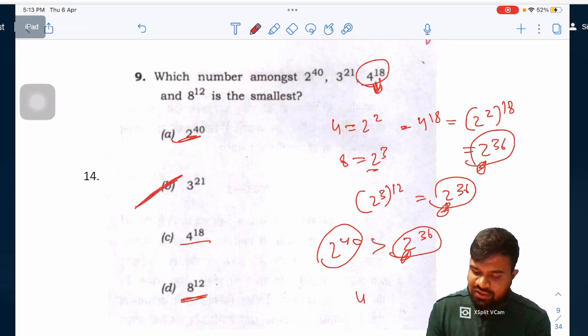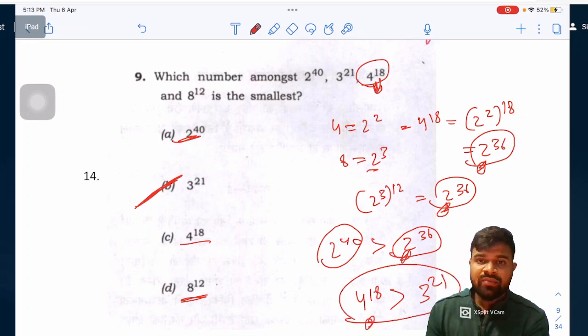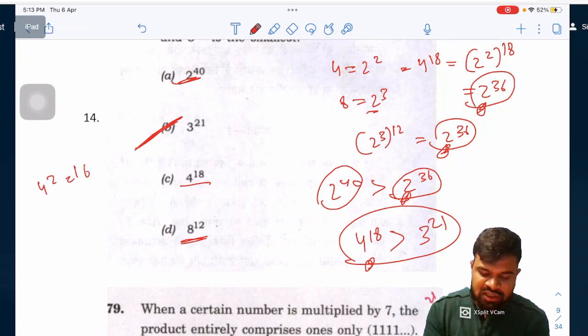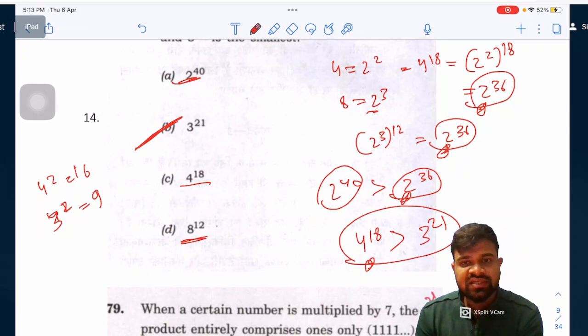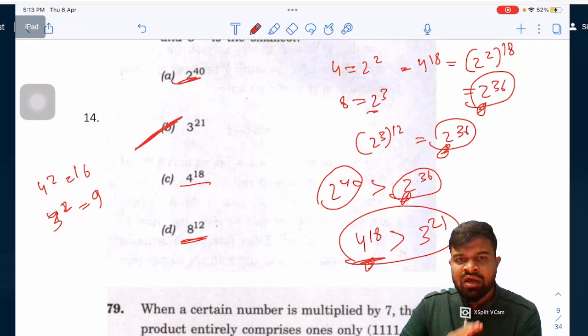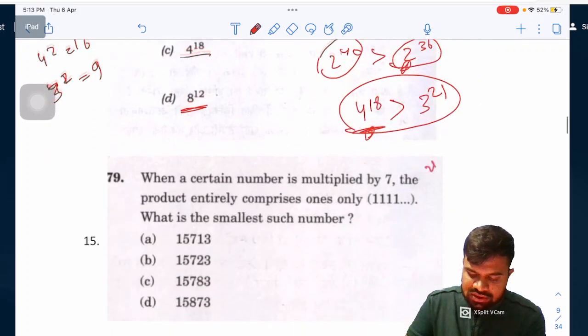Or by basic common knowledge also, 4 to the power of 18 will be greater than 3 to the power of 21, because when you look at the figures, 4 square is 16 and 3 square is basically 9. So there is a huge difference in the power. When you go for 18 and 21, we will find that 4 to the power 18 is larger. So this is how this can be done.